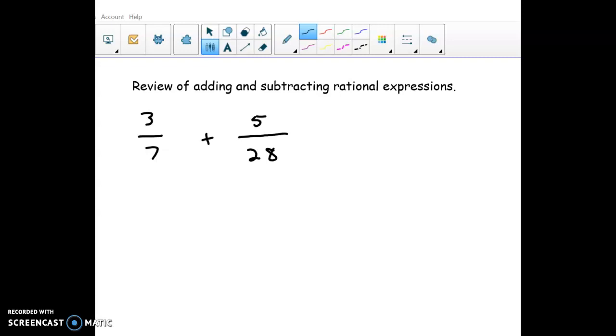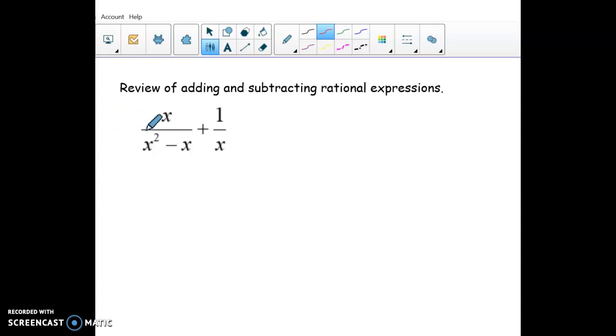All right, this is a quick review of section 8.5, adding and subtracting rational expressions. The process is so similar to adding and subtracting fractions that I'm going to start with a fraction question before going into one rational expression question.